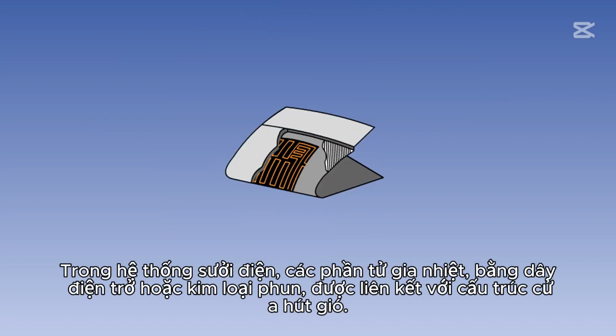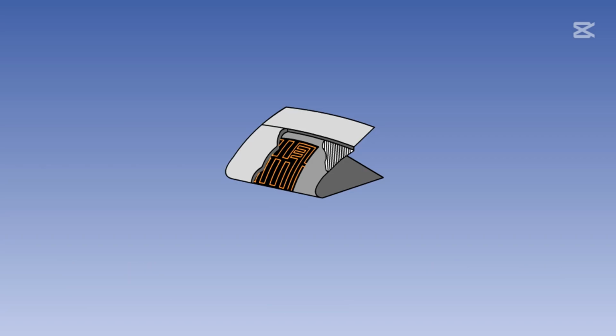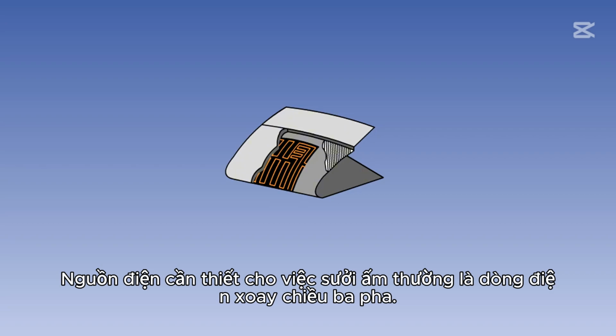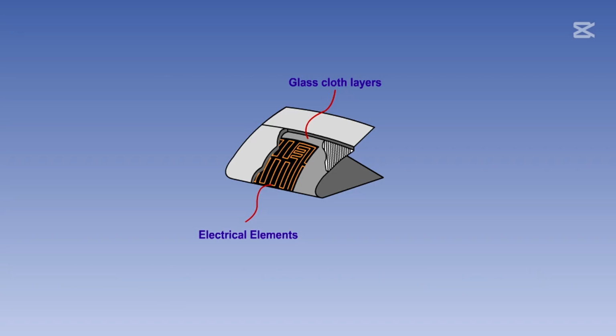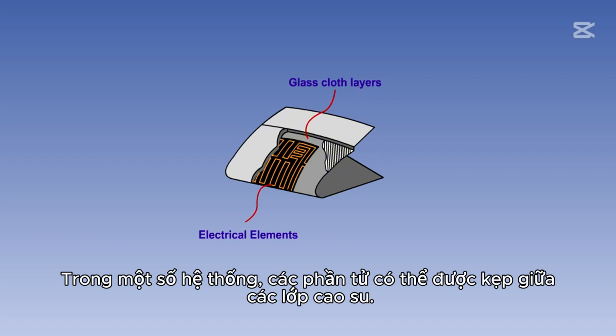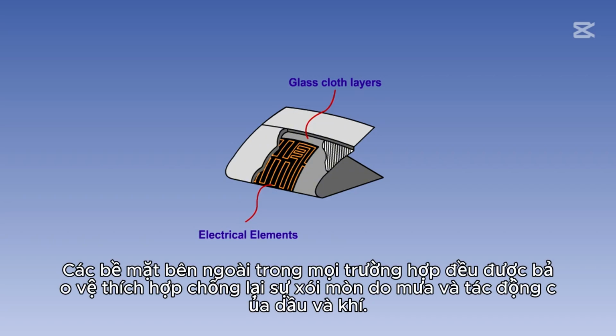In an electrical heating system, heating elements, either of resistance wire or sprayed metal, are bonded to the air intake structure. The electrical power supply required for heating is normally a three-phase alternating current. In the electrical wire type of system, the elements are sandwiched between layers of glass cloth, impregnated with resin. In some systems, the elements may be sandwiched between layers of rubber. The outer surfaces are, in all cases, suitably protected against erosion by rain and the effect of oils and gases.